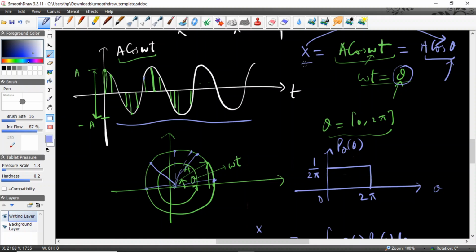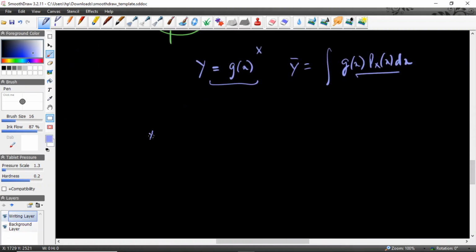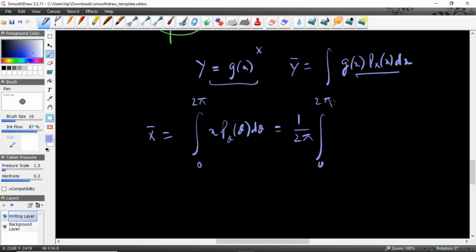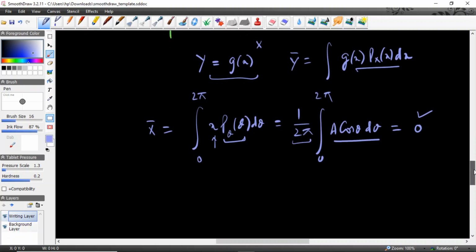So we have represented this random variable x as a function of another random variable theta. The mean value of this random variable, x bar, will be the integral from 0 to 2 pi of x into p theta of theta into d theta, and that will become 1 by 2 pi integral from 0 to 2 pi of a cos theta d theta. Because x is a cos theta and p theta is 1 by 2 pi, which we have taken outside the integration, and this integration becomes 0, because integration of this function over one time period is 0.